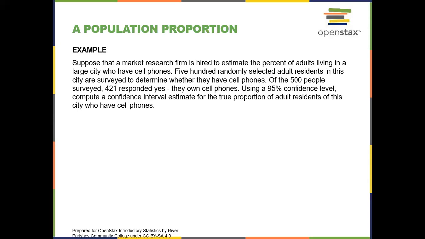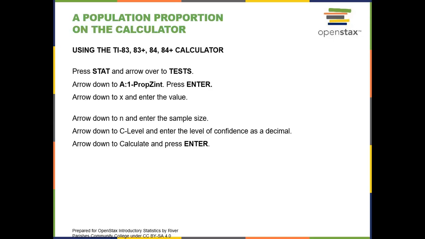Your X is your number of successes, which in this case is 421. N is your sample size, which is 500. What is your C level? It is 0.95. And we calculate. So with 95% confidence, we can state that the actual population proportion will be between 0.81 and 0.87.